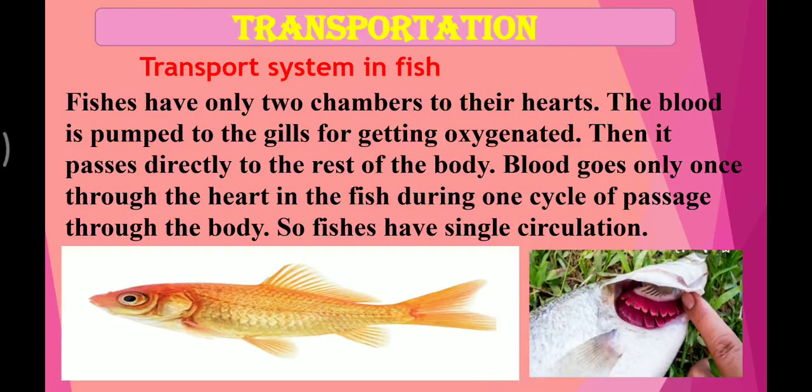Blood goes only once through the heart in the fish during one cycle of passage through the body. So fishes have only single circulation. They have only single circulation of blood.